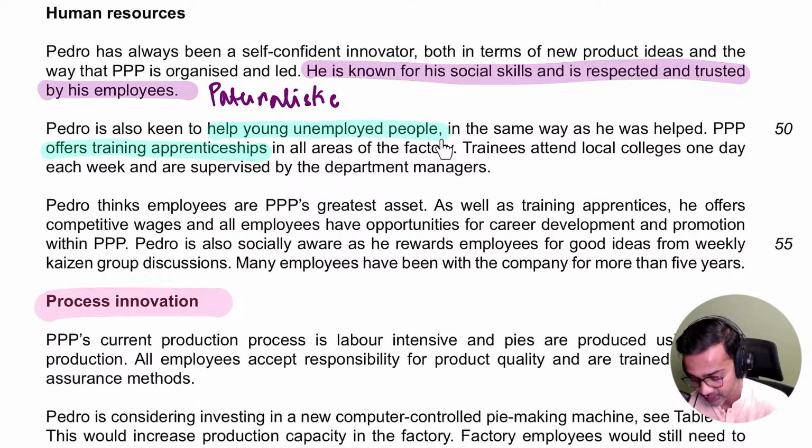Trainees attend local colleges 1 day each week and are supervised by the department manager. So he goes above and beyond, and he has his people attend colleges. So really good leadership that brings obviously motivation into play, better output, better work, better pies, happy customers, right? Pedro thinks employees are PPP's greatest assets. As well as training apprentices, he offers competitive wages, and all employees have opportunities for career development and promotion within PPP. So, some good work, competitive wages, opportunities for career development and promotion. So, who wouldn't want to work there, right?